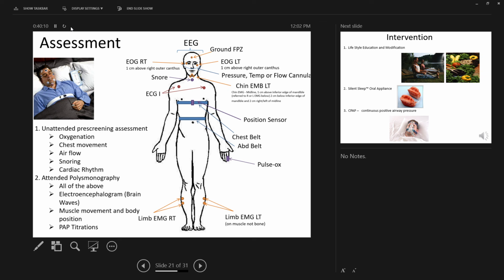We'll have EKG, and most of the time it'll just be lead 1, and that's where you can see one on the upper right and upper left chest there. There will be a position sensor that's almost always placed on the chest belt, and that's what you see in purple on the blue chest belt. And then there will be an abdominal belt, a pulse oximeter, and then limb EMGs, right and left. And sometimes we put them on the arms also. And this is when we're looking for leg movement. There are some sleep disorders that are due to periodic leg movements, and we'll talk about that when we start talking about diseases.